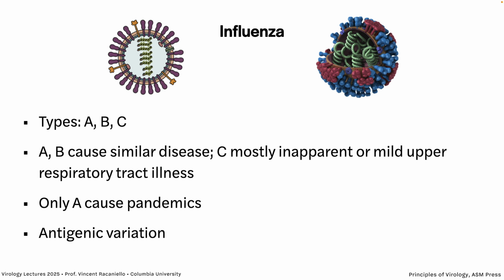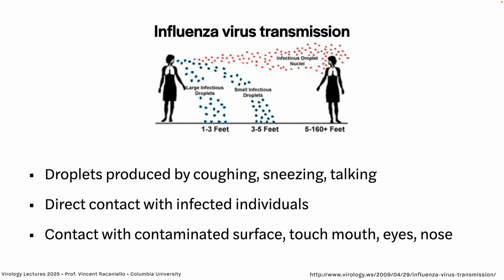There are 3 types. Remember, this is an enveloped negative strand segmented RNA virus. 3 types, A, B, and C. A and B cause a rather similar disease. We vaccinate against A and B. C infects a lot of people, but mostly inapparent illness, and we don't vaccinate against C at all. And only A causes pandemic. Pandemic is a global outbreak, which can happen every 10, 20, or 30 years for influenza virus. We'll see later. And the hallmark of influenza viruses is antigenic variation. We've talked about this before.